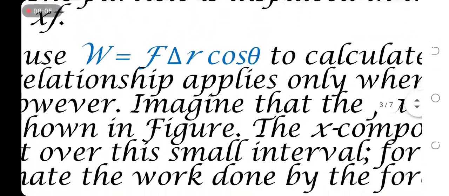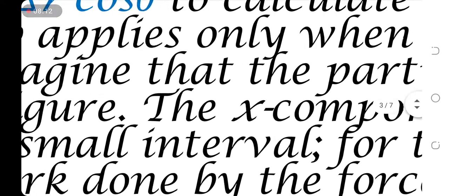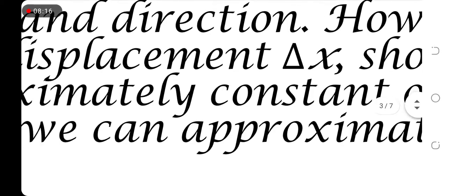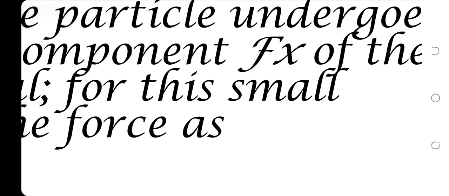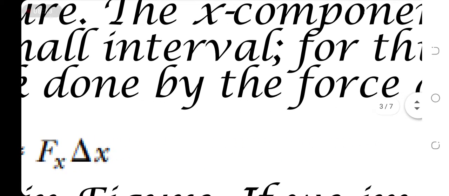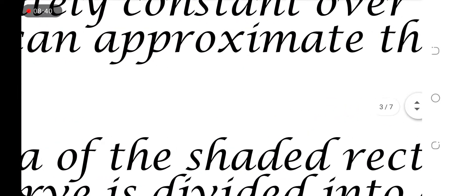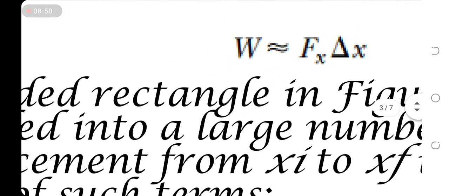However, imagine that the particle undergoes a displacement delta x, shown in the figure. The x component of the force, Fx, is approximately constant over this small interval. For this small interval, we can apply the formula to find the approximate work done. Work done would be equal to Fx delta x, because Fx and delta x are in the same direction.